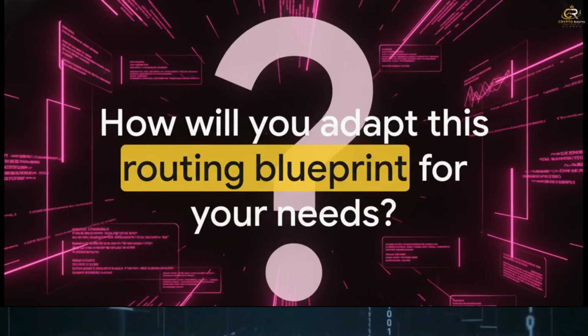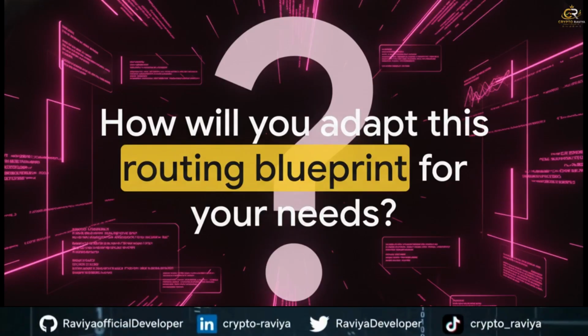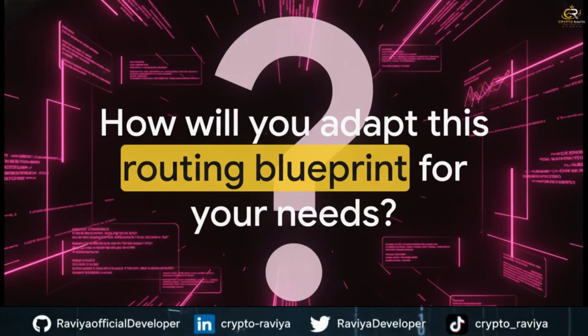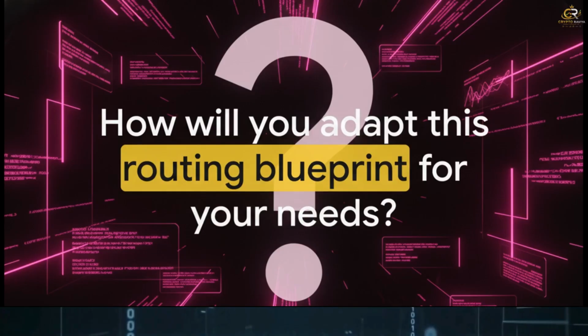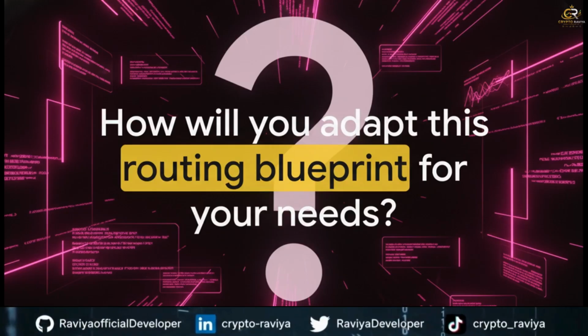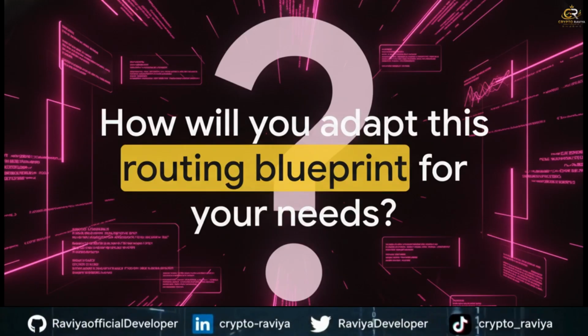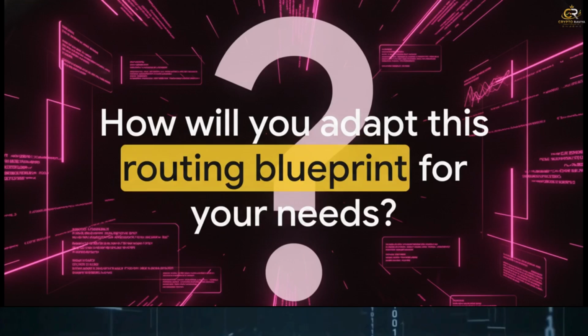So, as we wrap up, my final question for you is this. How will you adapt this structural routing blueprint to automate the manual triage in your own custom microservices? The architecture is right there. Now it's up to you to build it. Thanks for joining me on this explainer, and I'll see you in the next module.